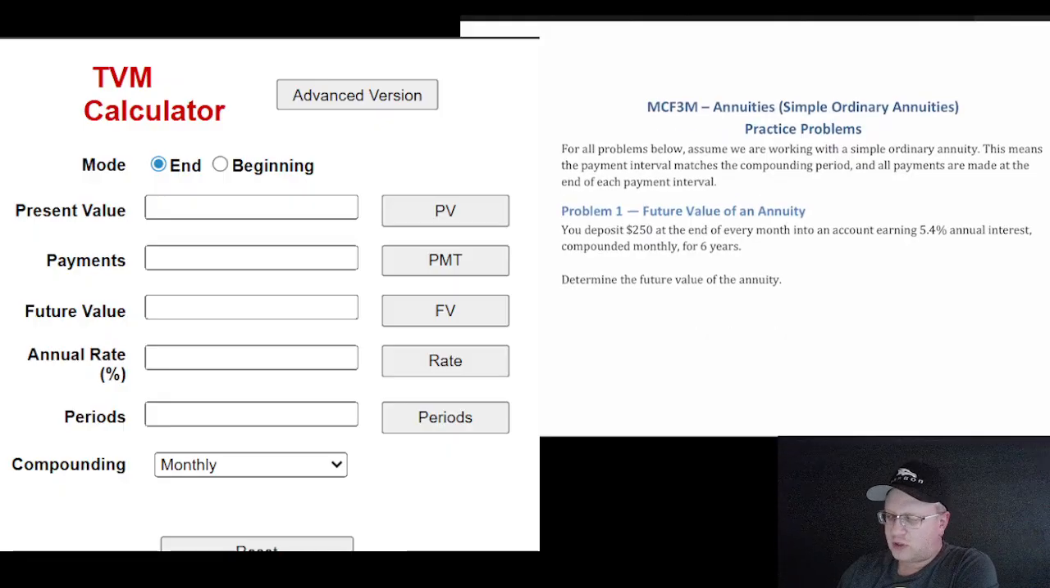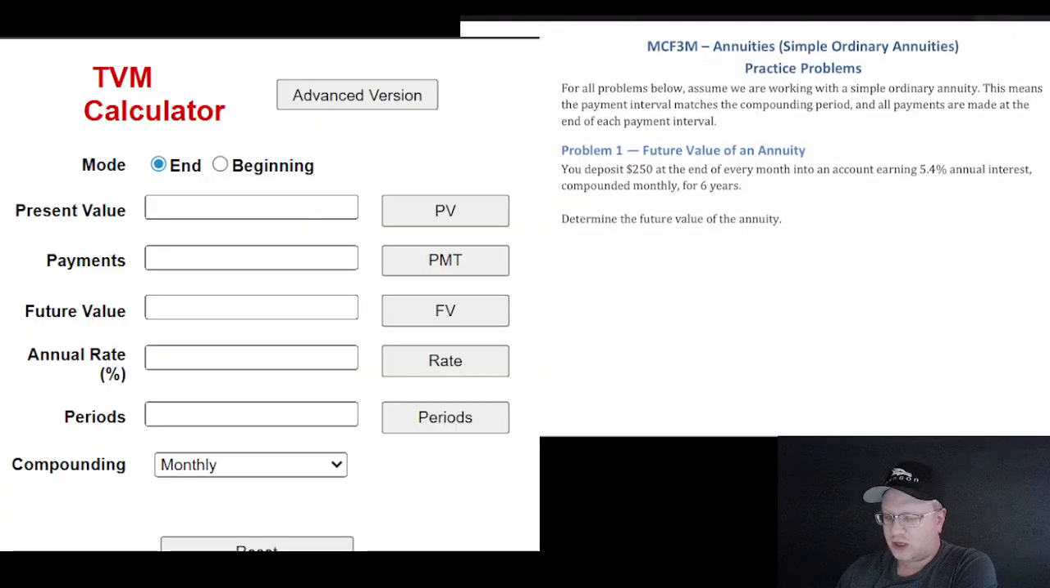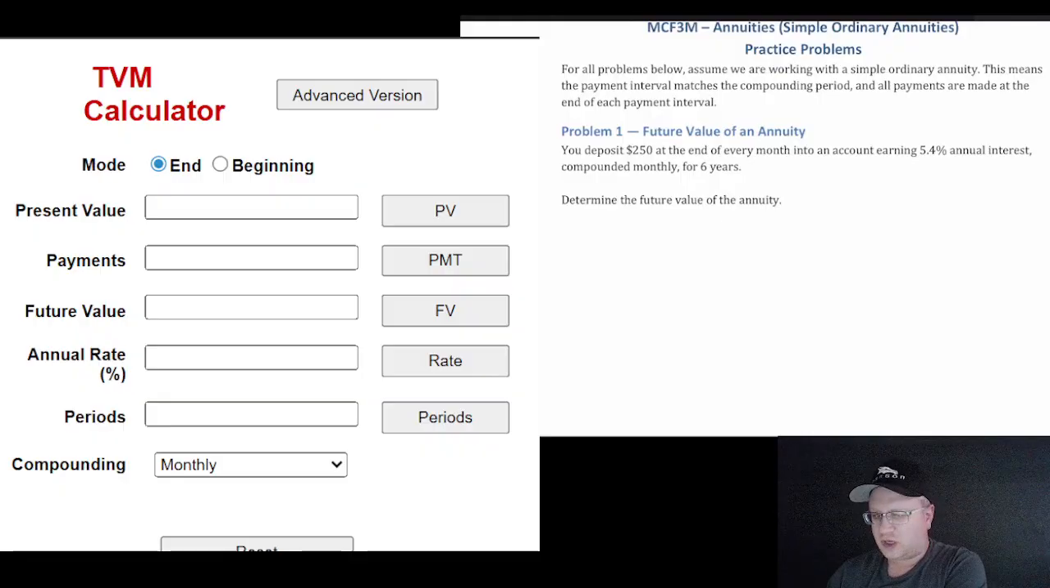Problem number 1, future value of an annuity. You deposit $250 at the end of every month into an account earning 5.4% annual interest, compounded monthly for 6 years. Describe the future value of the annuity. I always recommend highlighting important numbers as we read the question. So I see 250 at the end of every month. I don't have to worry about that in this course. It'll always be the same, but it is good to notice.